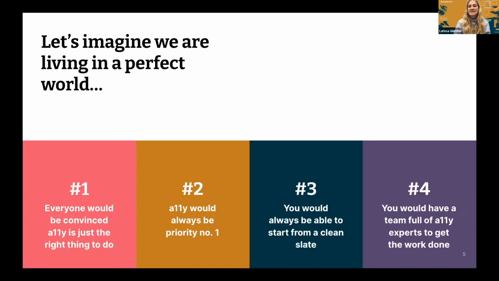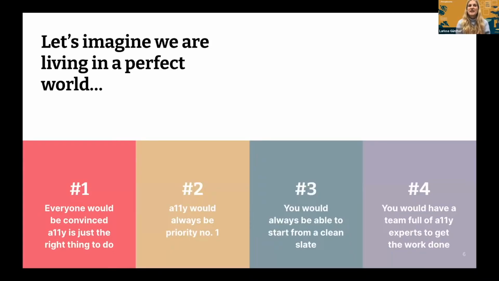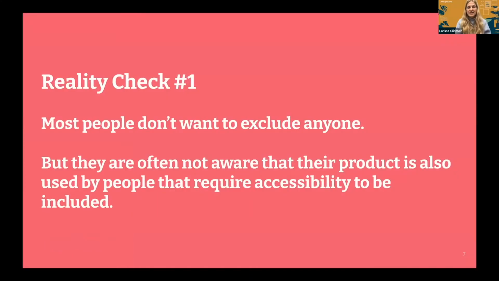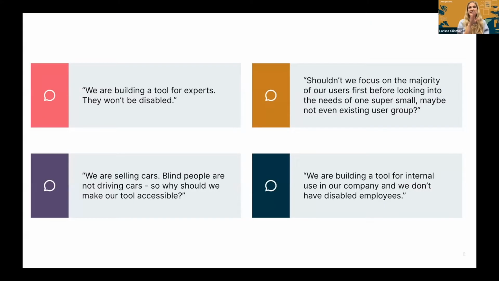So let's do the reality check for our statement number 1: everyone would be convinced accessibility is just the right thing to do. So I think that's kind of true. At least in my project, people are not pure evil. They didn't want to exclude anyone on purpose from the product we were building. But most of them were simply not aware that the product we were building will also be used by people requiring accessibility. And in general, when starting to talk about accessibility in my project, I realized that most people had a very limited understanding of disabilities. And these are some of the statements I've heard that made me aware of this.